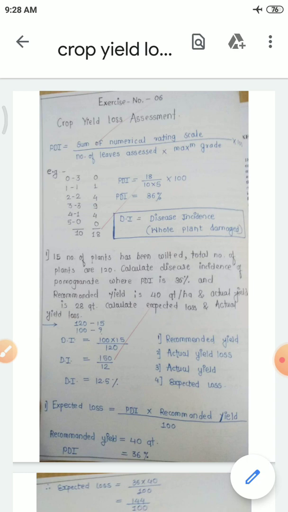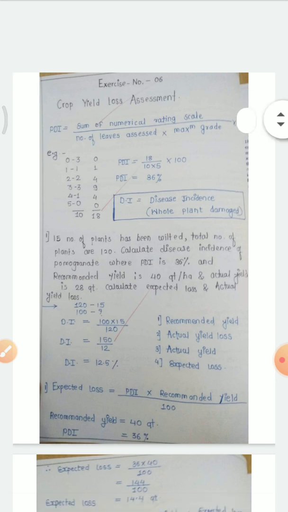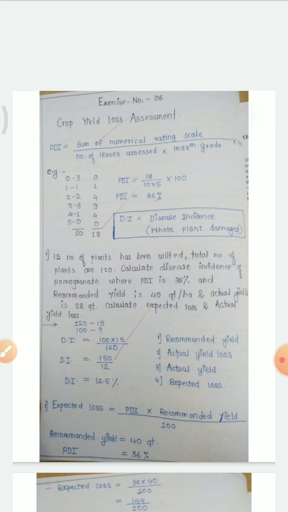Before that, we already discussed how we calculate the PDI, that is percent disease intensity, or sometimes it is also called disease incidence. So in the previous exercise we already discussed how to calculate the PDI. Let us see one example.